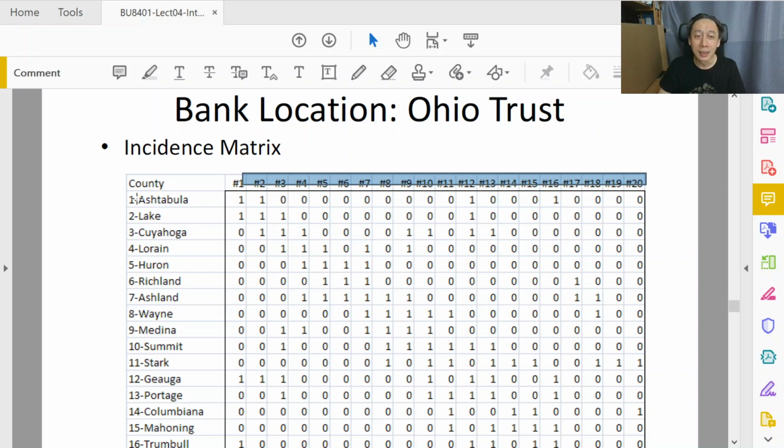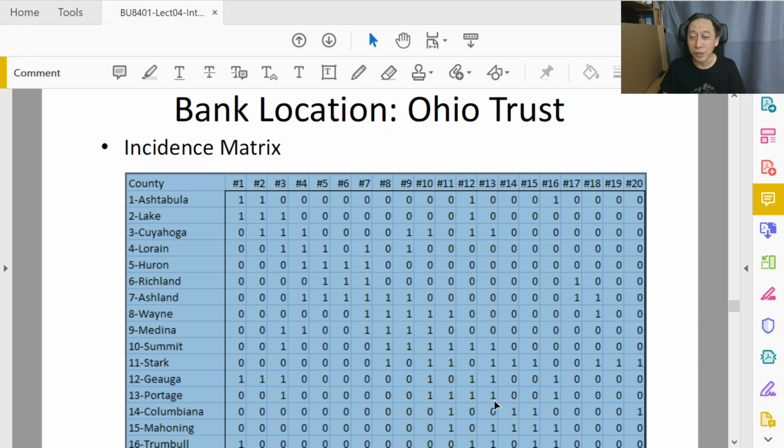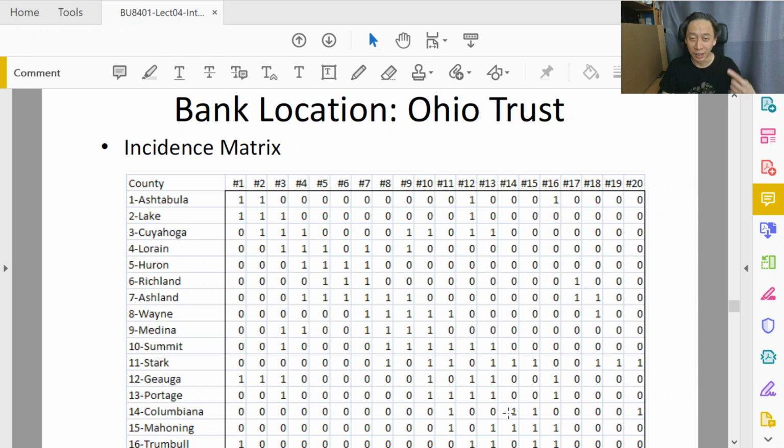So what this means is, County Ashtabula, are you near to County Ashtabula? So you do a cross product of all the 20 counties. Of course, I am near to myself by definition. So we put a one there. And because of that, all the diagonal entries will reflect that each county is in self proximity with itself. So I am near to myself.